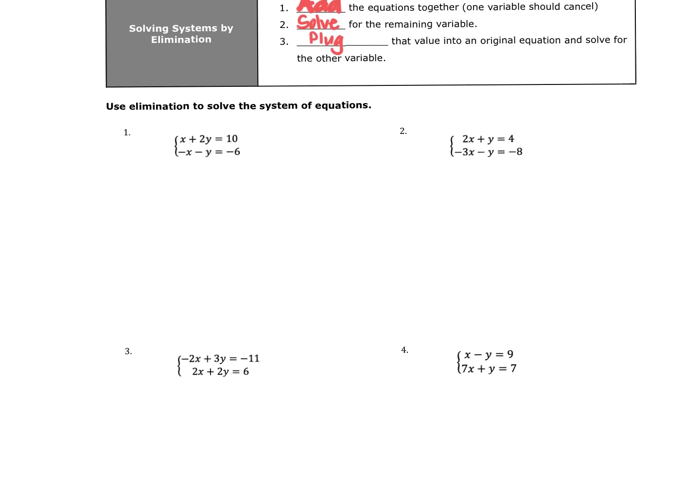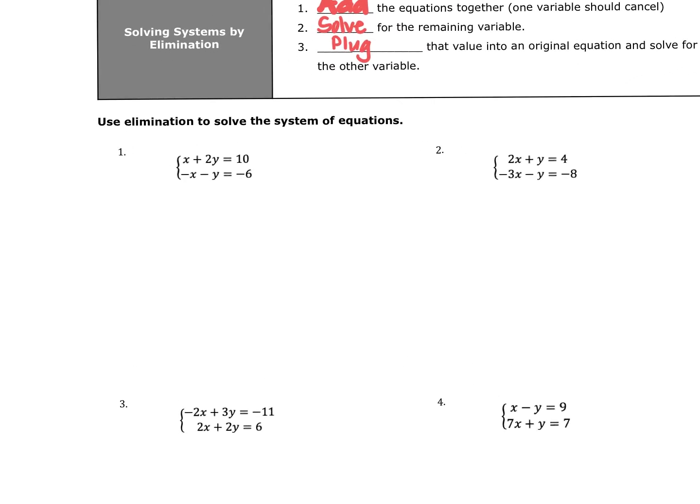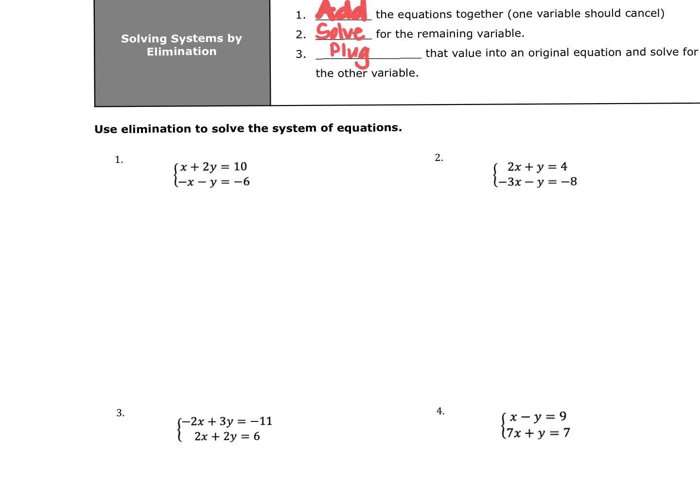So when we look at number 1, I have x plus 2y equals 10, and I have negative x minus y equals negative 6. Okay, so if we're going to add these equations together, I'm going to do that by putting a line under here and an addition symbol right here. Okay, once I have those, the next thing is solve for the remaining variables. So we're going to solve for those.